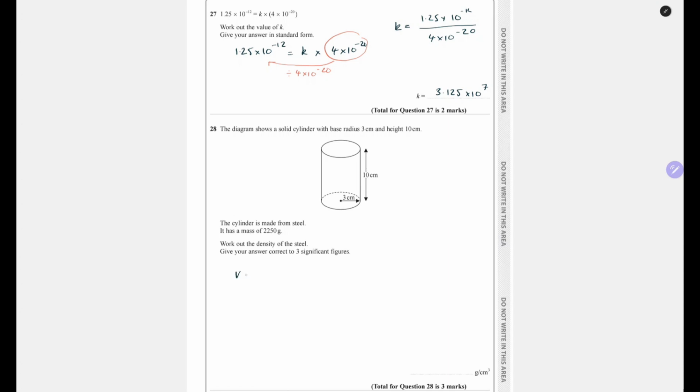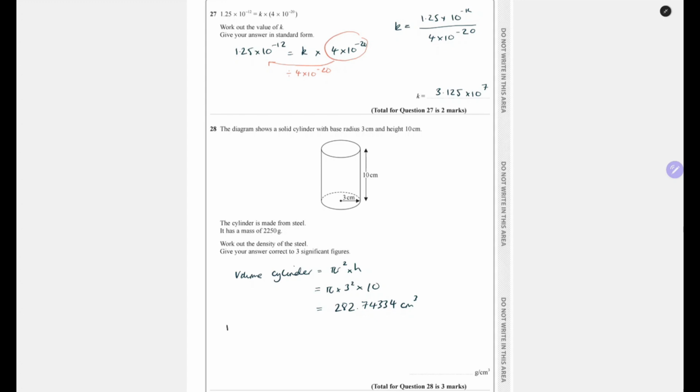And so the volume of a cylinder has the general equation of pi r squared multiplied by h, which is equal to pi. R is the radius, in our case 3, so multiplied by 3 squared, multiplied by the height, which is 10. And that is equal to 282.74334. And that will be centimeters cubed.